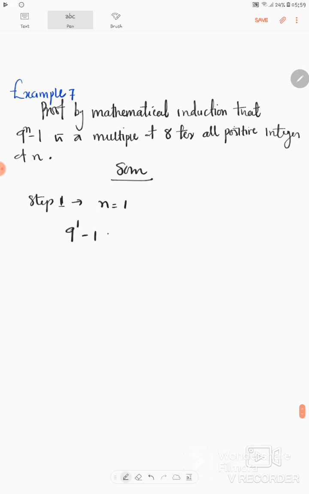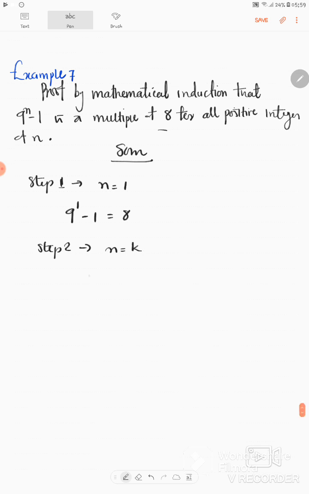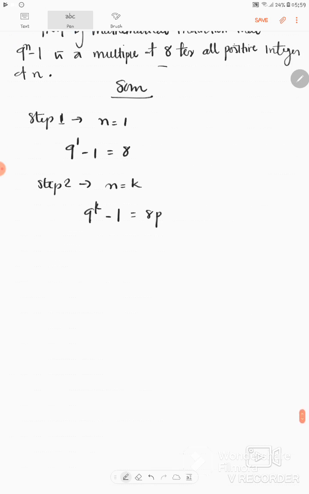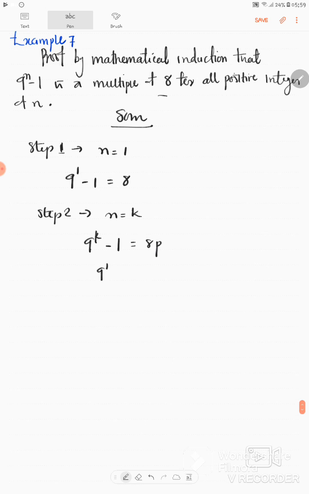That is 9 raised to power 1 minus 1 equals 8. That is a multiple of 8. Yeah, correct. Now step 2 states what? n equals k. Now let's start by saying 9 raised to power k minus 1 equals what? Since it is a multiple of 8, it will be 8p, as I said earlier above. Now let's make 9 raised to power k the subject of the formula. 9 raised to power k equals 8p plus 1. That's all for step 2.